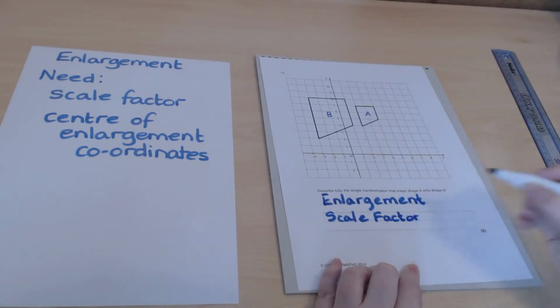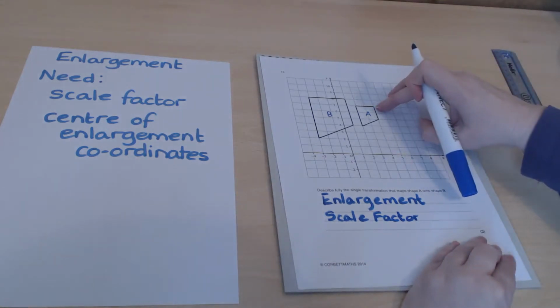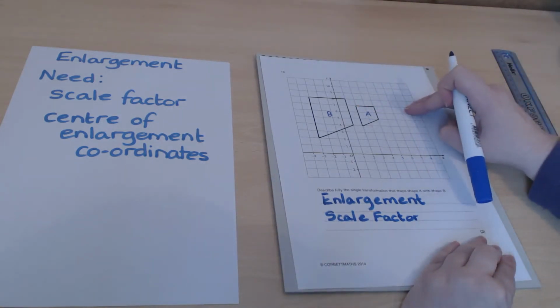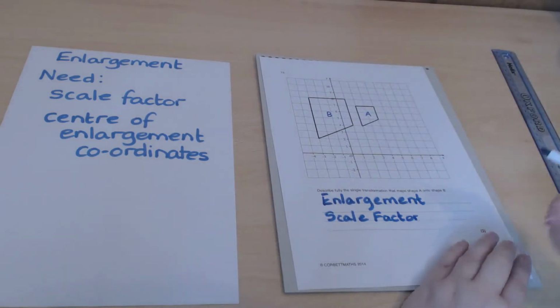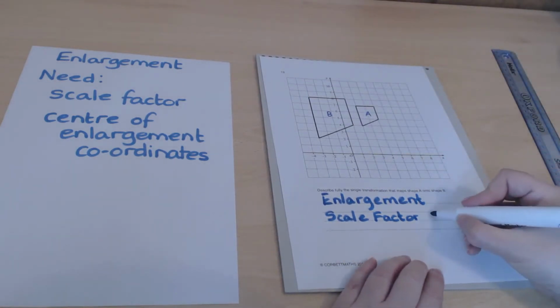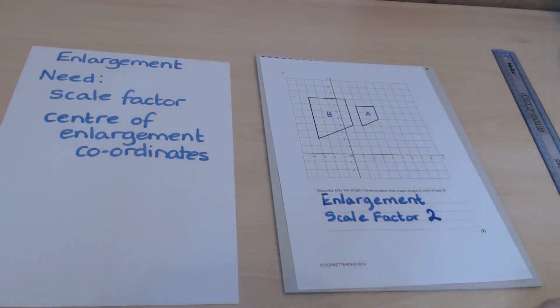So pick one of the simple sides. I'm going to pick this one here. It's 2 wide on the A and it's 1, 2, 3, 4 wide on the B. So that's twice as big. So it's a scale factor of 2. So now what we've got to do is figure out where that origin is. Where was the center?